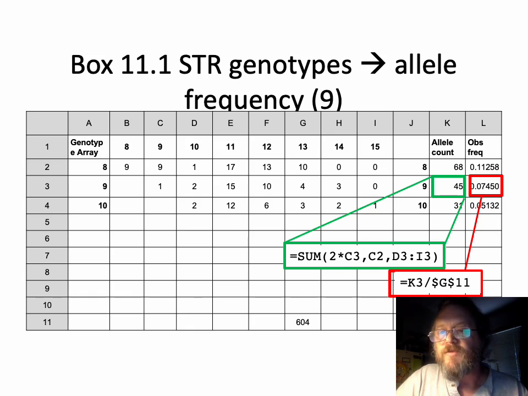Update, get the observed frequency for the allele, so that's going to be K3 divided by 604 again, right? 604 is the number of chromosomes. The sample size was 302 individuals.